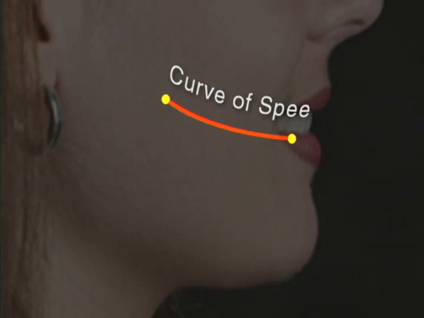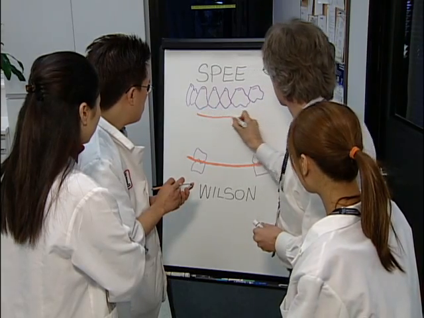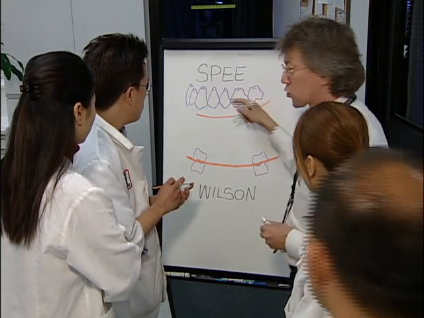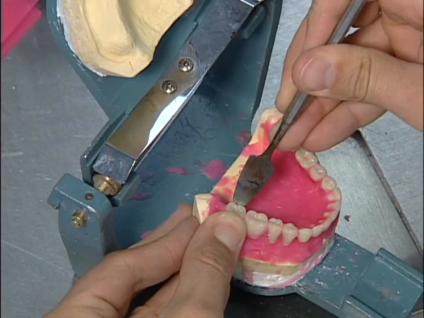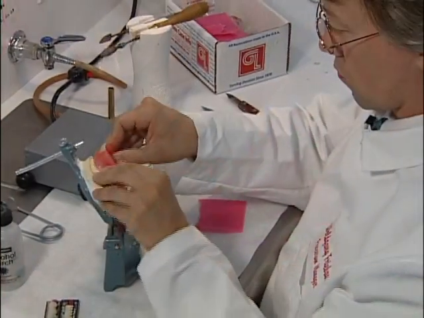So what does this curve do for us? Well, in combination with the curve of Wilson, curve of Spee is especially important when setting up dentures or large bridges, helping to establish occlusion when there is little or no existing dentition.